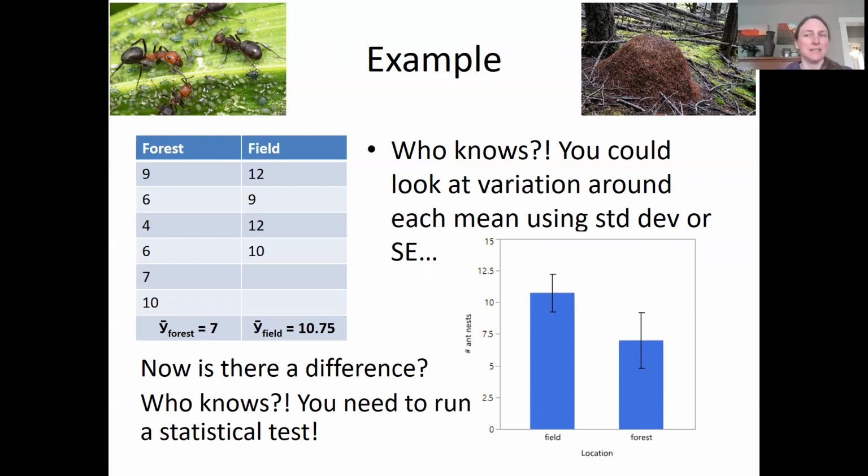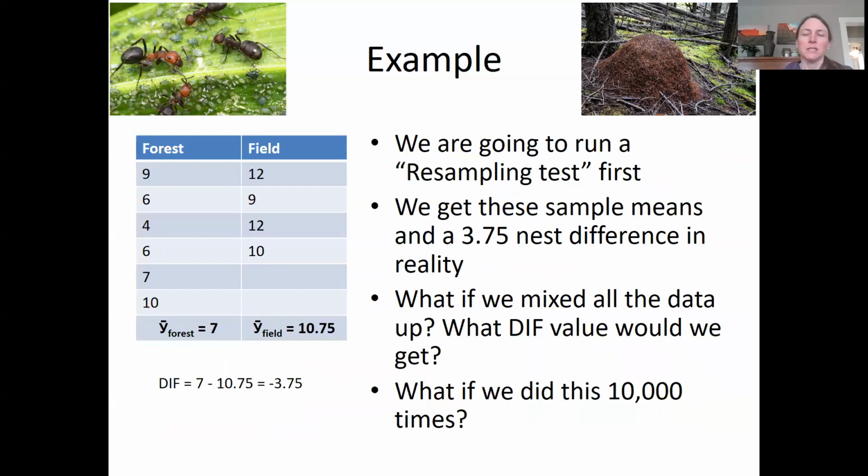We need to run a statistical test to see whether there is an actual difference between the number of ant mounds in forest versus the field. We can't just look at it. So we're going to run what's called a resampling test first. And what we're going to do is get these sample means, 7 and 10.75. Then we're going to calculate the difference between them. And it looks like there's about a negative 3.75 nest difference in reality.